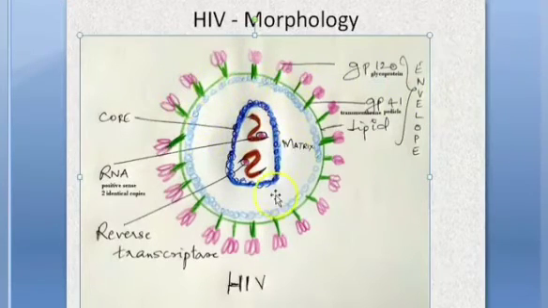Now, inside the envelope you have the matrix. This is the matrix. Then in the center you have the genetic material, two identical copies of RNA, with the reverse transcriptase, right? And around them you have the core, the nucleocapsid, everything. So this is the HIV morphology. Now let us move on.